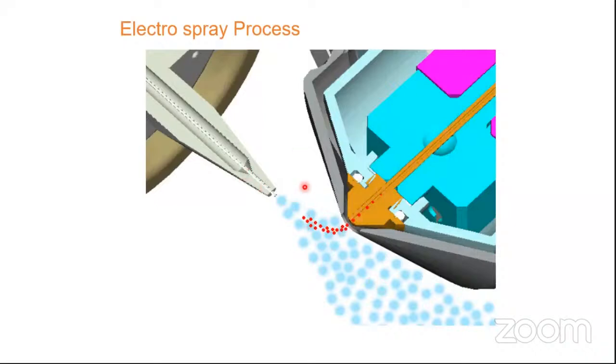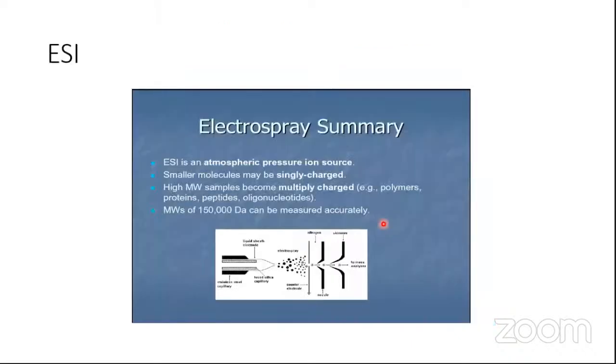So generally it is an orthogonal kind of spray. Most of the mobile phase molecules are carried away by the flow of nitrogen, and only ions of interest enter into the mass analyzer because of the cone voltage which is applied here. Okay. So electrospray summary: ESI is an atmospheric pressure ion source. Smaller molecules may be singly charged. High molecular weight samples become multiply charged. For example, polymers, proteins, peptides and oligonucleotides, because on the drop there are many positive charges sitting.